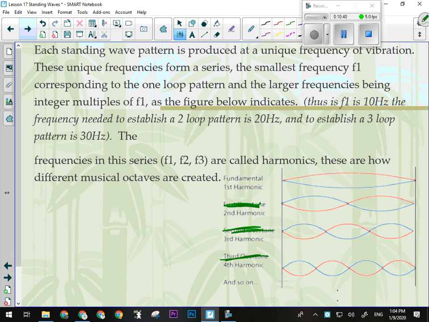It is important to remember that this is F1, this is F2, they are multiples of each other. If this is 10 hertz, this is 20 hertz, this is 30 hertz, 40 hertz, they're always going to be multiples of each other. It's how we create musical octaves. If we have one C note, the next C note would be the next harmonic up, along the instrument. And it doesn't matter whether it's a string instrument, a wind instrument, whatever. They're all producing standing waves that look like this.